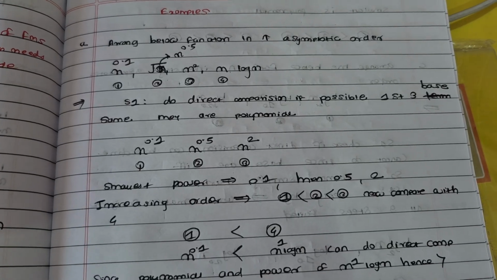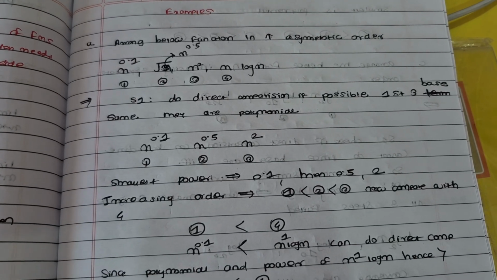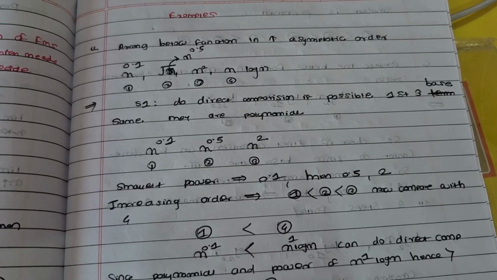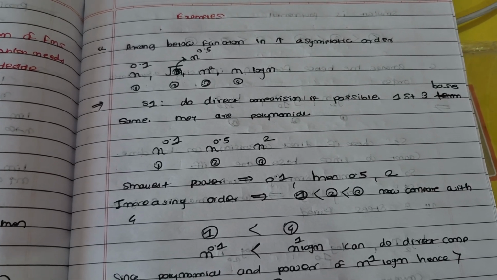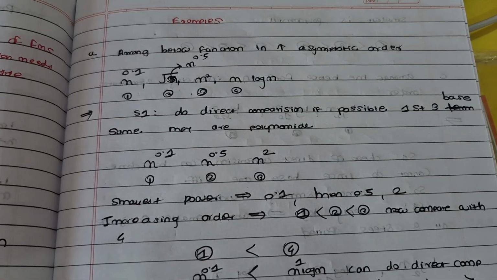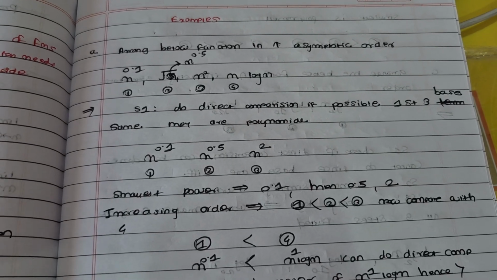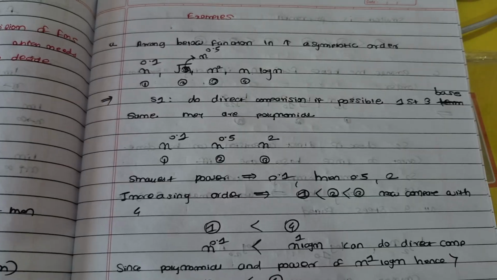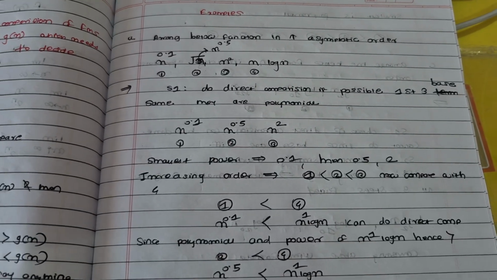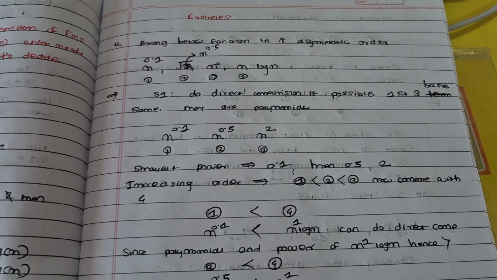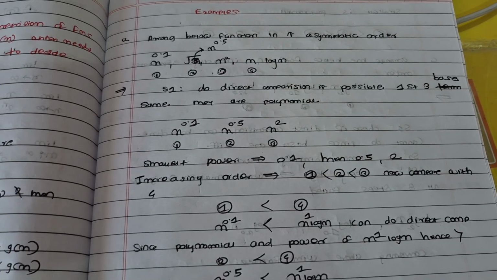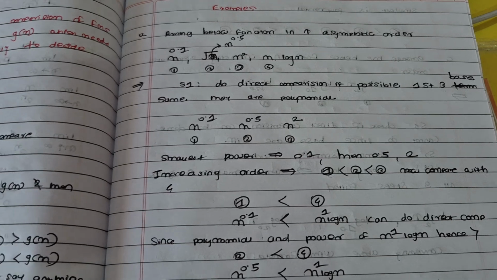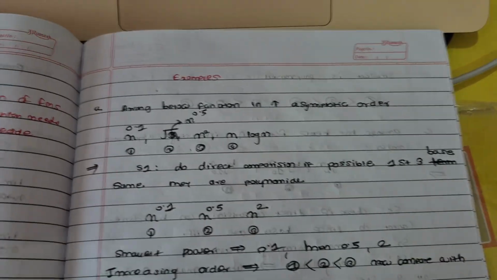So yesterday I did this example based on the asymptotic comparison, and a few were remaining, so I just finished them and started recording it. You can see we need to arrange the below functions in increasing asymptotic order. A few functions are given: n to the power 0.1, root n, which can be written as n to the power 0.5, n square and n log n.